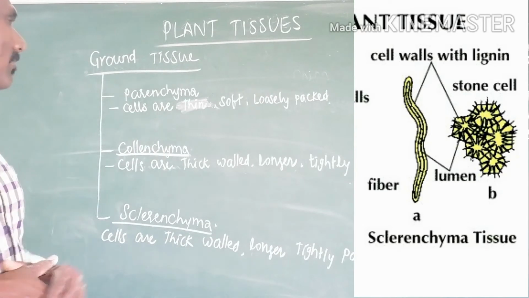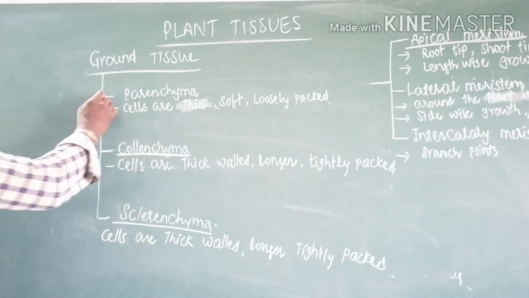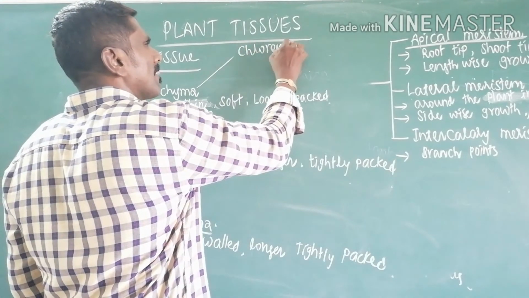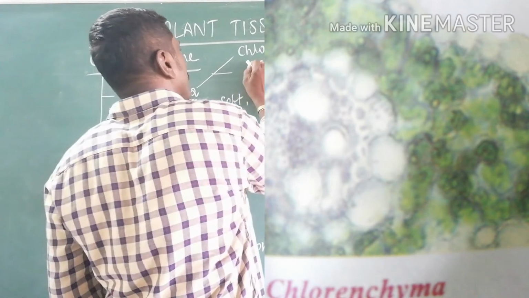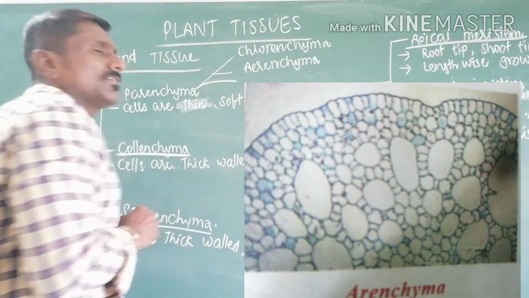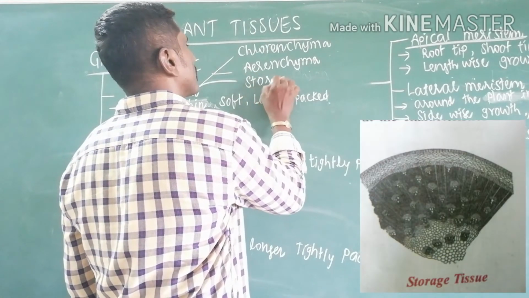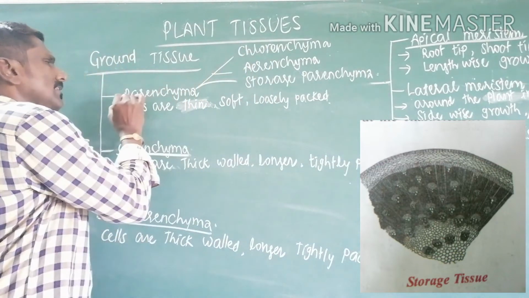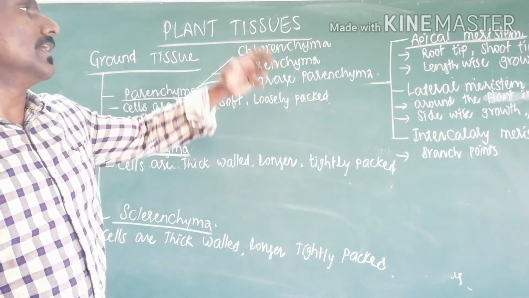Here the parenchyma is a type of ground tissue where the cells are thin and soft, loosely packed. Again, this parenchyma is of various types. If the parenchyma possesses chloroplast, that may be treated as chlorenchyma. And if the parenchyma possesses air cavities, it may be called aerenchyma. If the parenchyma possesses storage tissue, that is the storage parenchyma. These are the varieties of the parenchyma depending on variations in the presence of the cell.